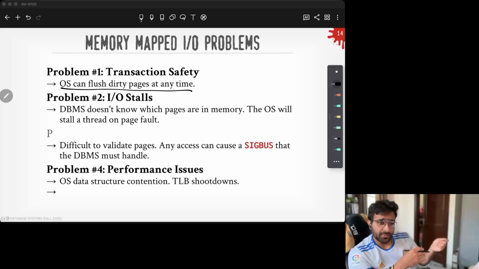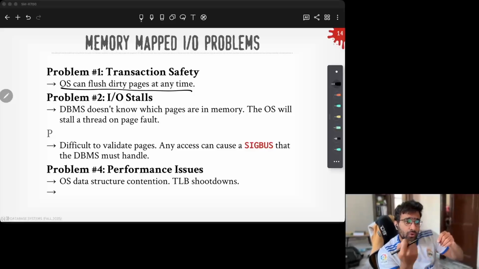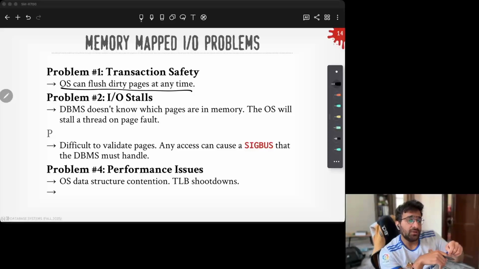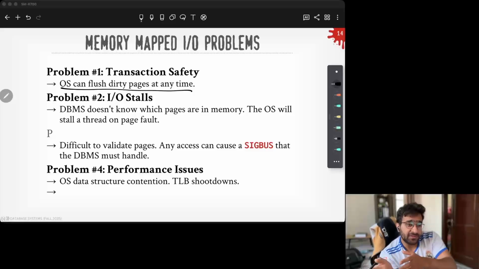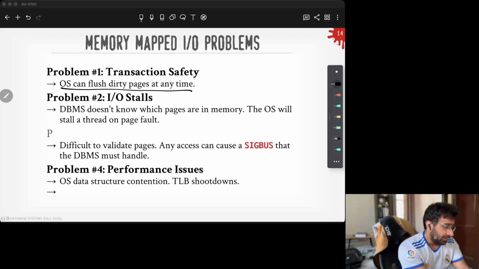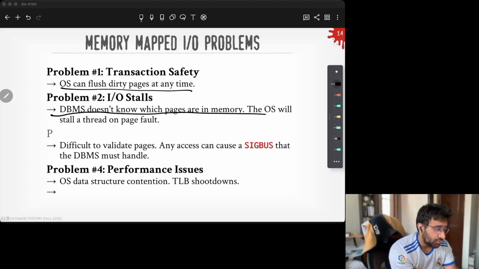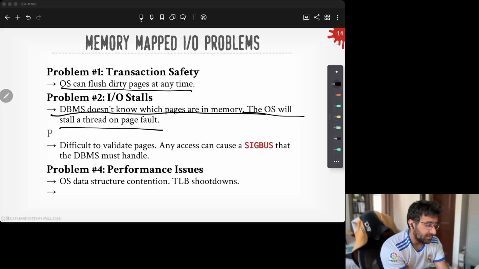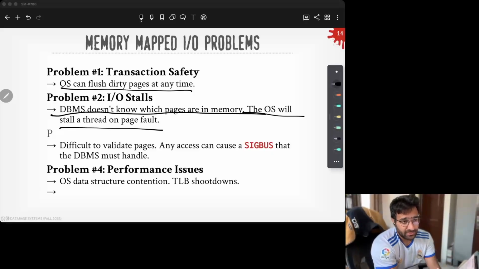The page fetching we talked about: when your physical memory is full and you need to swap out pages and bring some other page in, or you need to fetch a page which is not in memory, you are not telling your thread to sleep. Your thread is just waiting there for you to fetch that page, update your virtual memory addresses and then hand back the pointer. The database system does not know what pages are in memory. The OS will still stall a thread on a page fault, and it will not tell it that it has stalled it or put it to sleep. So you can see how we have lost control.